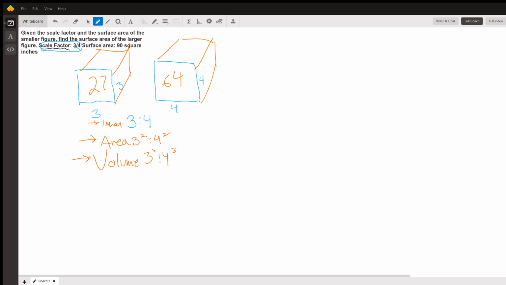So here we have a scale factor of 3 to 4. The larger compared to the smaller is 4 to 3. And if we're going to compare areas, it's 4 to 3 squared. So we're going to multiply 90, the surface area of the smaller figure, by 4 over 3 squared, and that's going to give us the surface area of the larger figure, which is 90 times 16 over 9, and that is 160 square inches. 160 square inches is the surface area of the larger figure, and that's how you use scale factor.